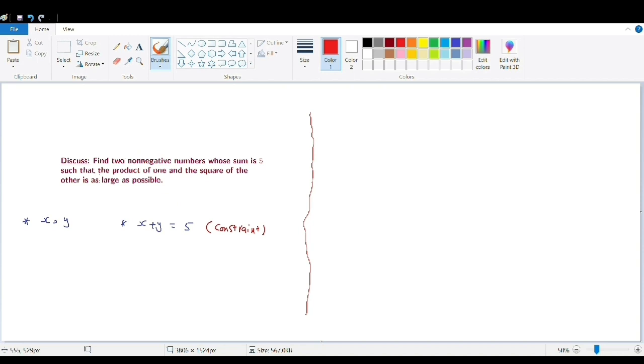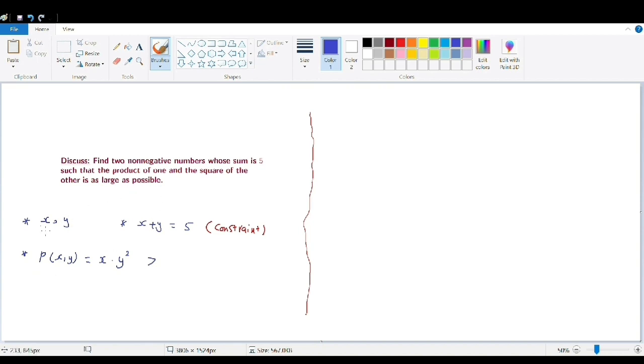Also such that the product of one and the square of the other is as large as possible. So if we say, for example, P of x, y is the product of one, which is for example x, and the square of the other, so y squared, this is as large as possible. So we want this result to be as large as possible.